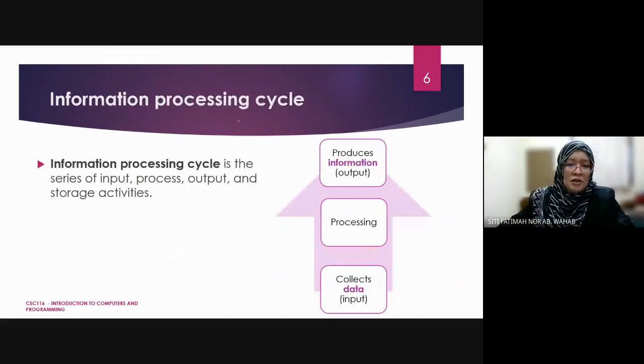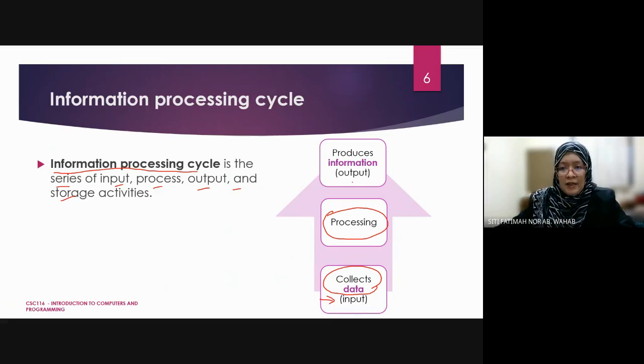Okay. So the cycle of information processing, what is it? The information processing cycle is the series of input, process, output, and storage activities. So from input, the data that you collect will be processed, go to the processing. Of course, when something is processed, it will become an output. So your output will be the information that is processed from your data, which are facts.